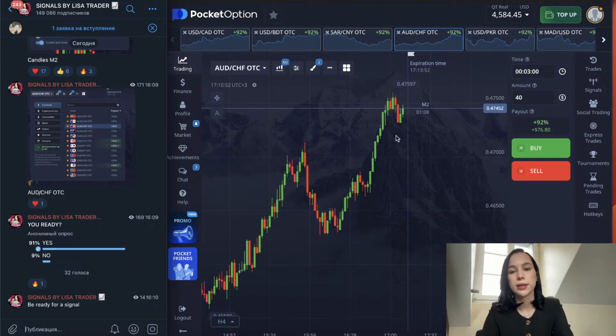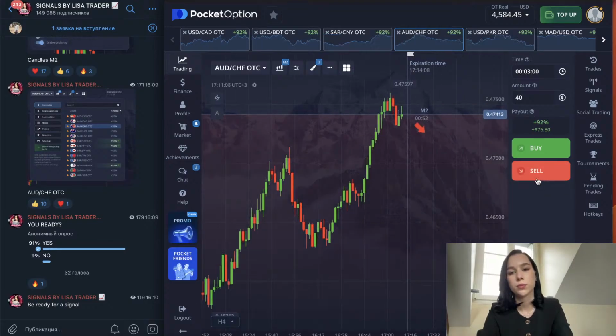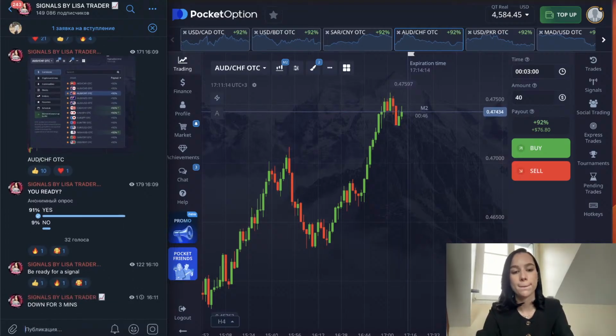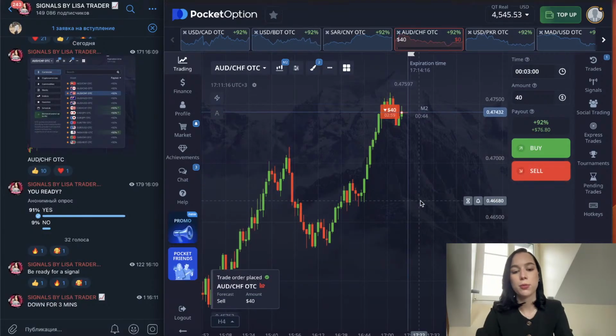So here I can see it was an upward trend before it reached this resistance level, and now it starts going in the downward direction. But here we can also see two green candles that just appeared on the chart. But yes, we can see it's reversing in the downward direction. So I'm sending a signal, I'm opening a trade.